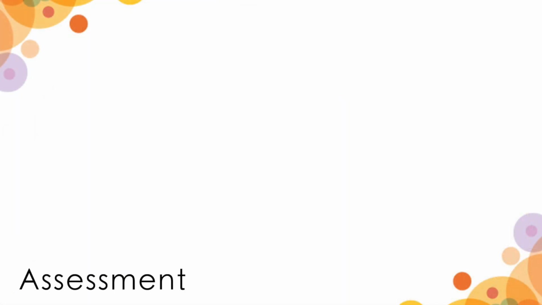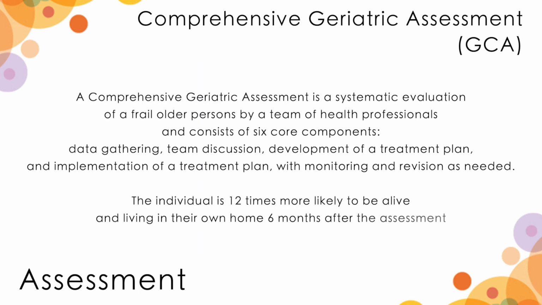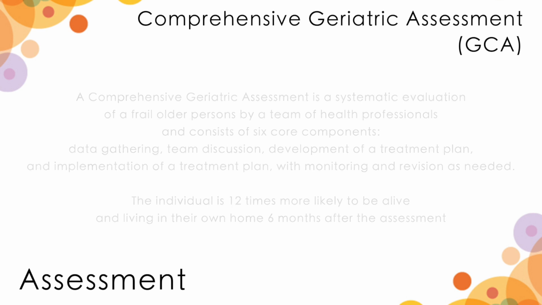So once we have identified the patients who are frail, the best way to manage it is by completing a comprehensive geriatric assessment. This needs to be completed by an appropriately trained healthcare professional. And there is very good research that by completing one of these plans, the individual is 12 times more likely to be living in their own home or where they prefer to live 6 months after the completion date.